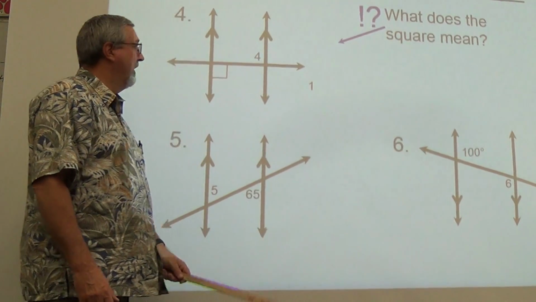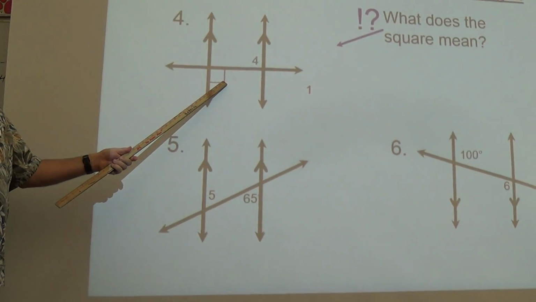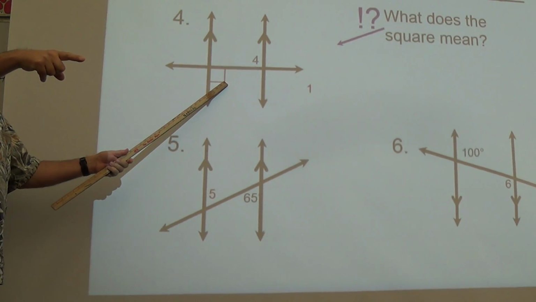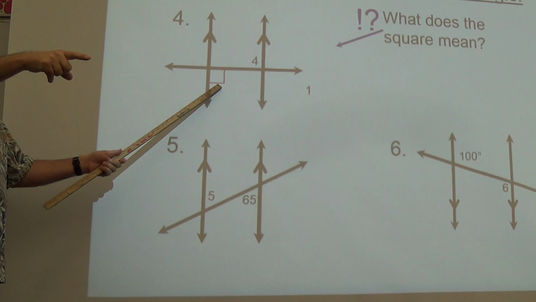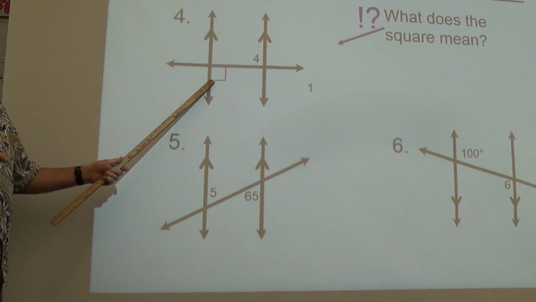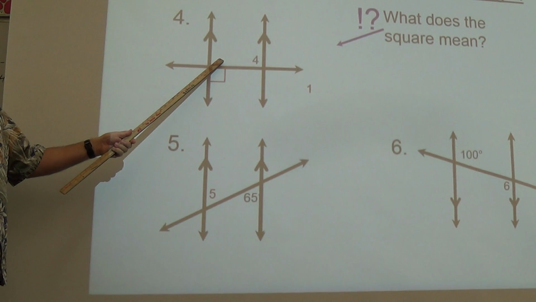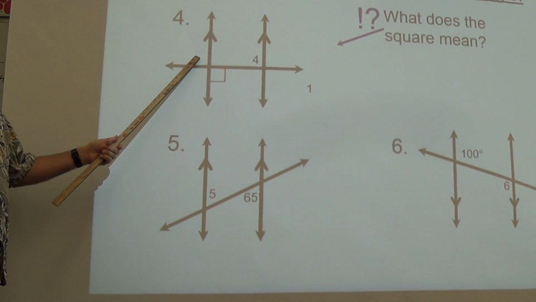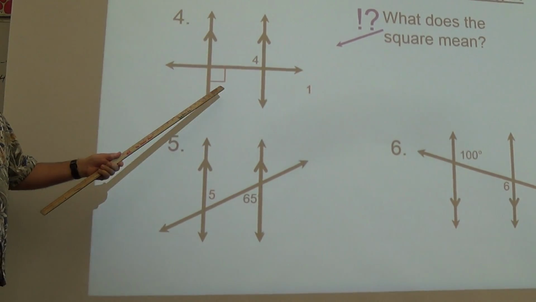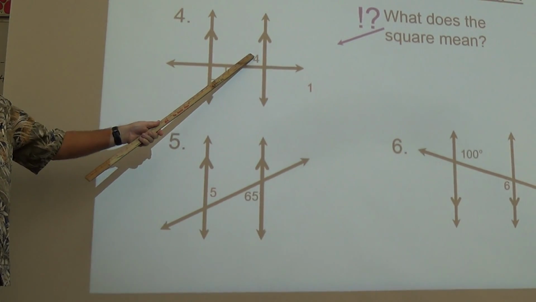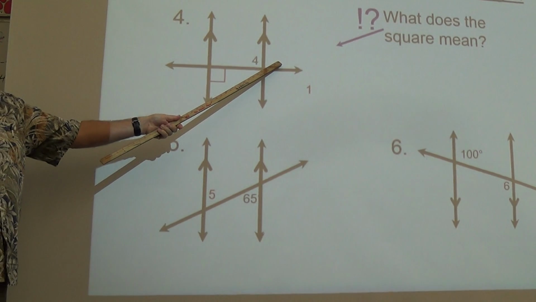Now, what does this mean? 90 degrees. So this box means 90 degrees. If this is 90 degrees, what is this? 90. What is this? 90 degrees. What is this? Now we have alternate interior angles. If this is 90, what is this? 90. Which makes this 90.